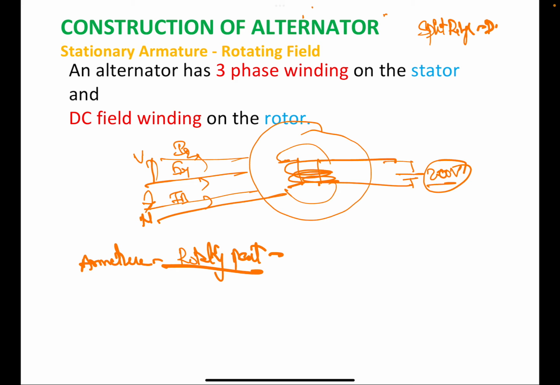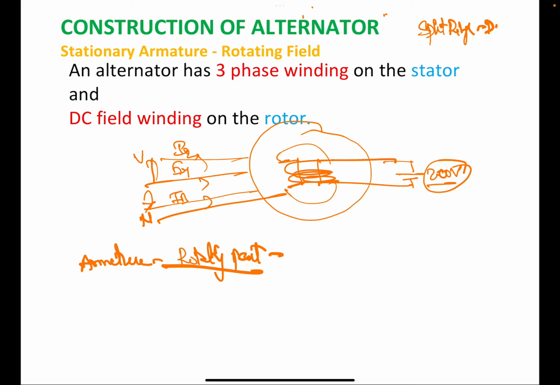Now here, if I use the armature as a rotating part, we require R phase, Y phase and B phase and neutral. Total how many slip rings do we use here? We require 4 slip rings. Whereas for the field, for which excitation is required, is DC excitation always preferable or not?